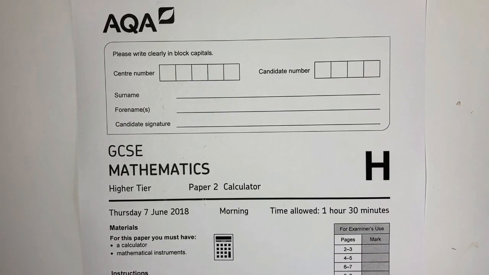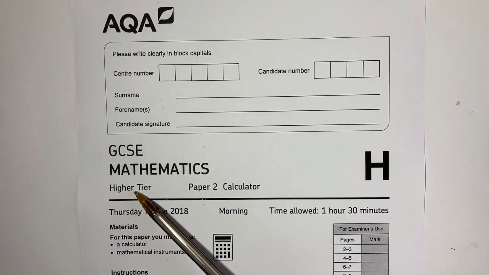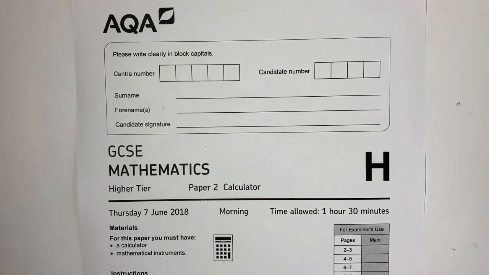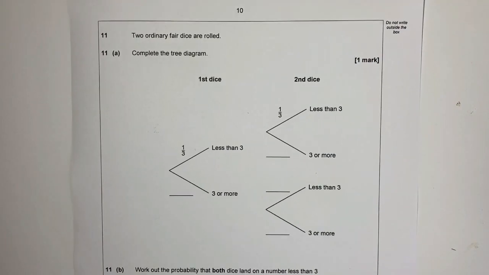Hi, this is the second video in the playlist on the AQA GCSE Maths, and it's the higher tier from June 2018, paper 2. In the previous video we completed through to question number 10, so we're going to be starting this time from question number 11. I'm going to aim for the video to be between 20 and 30 minutes in length.